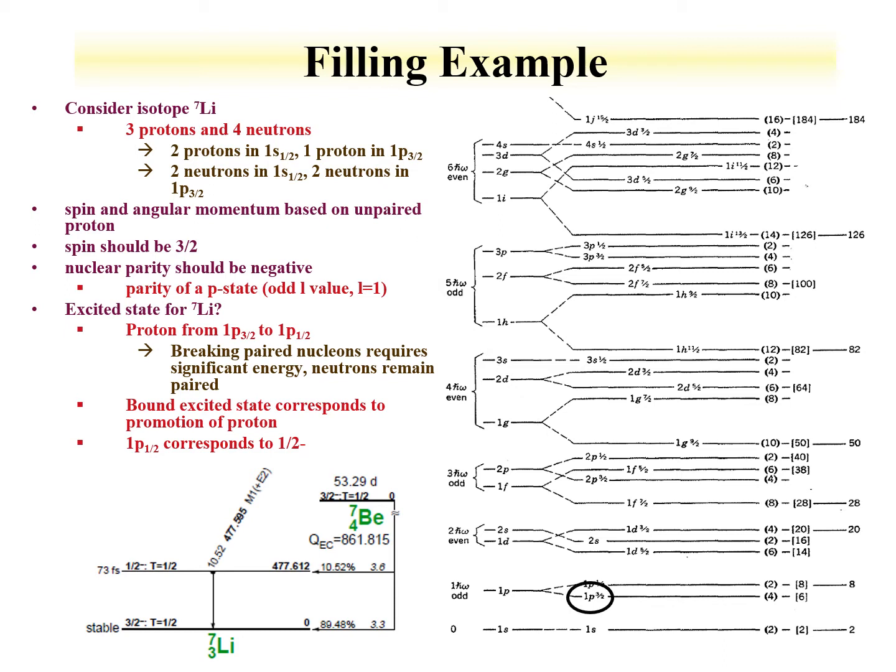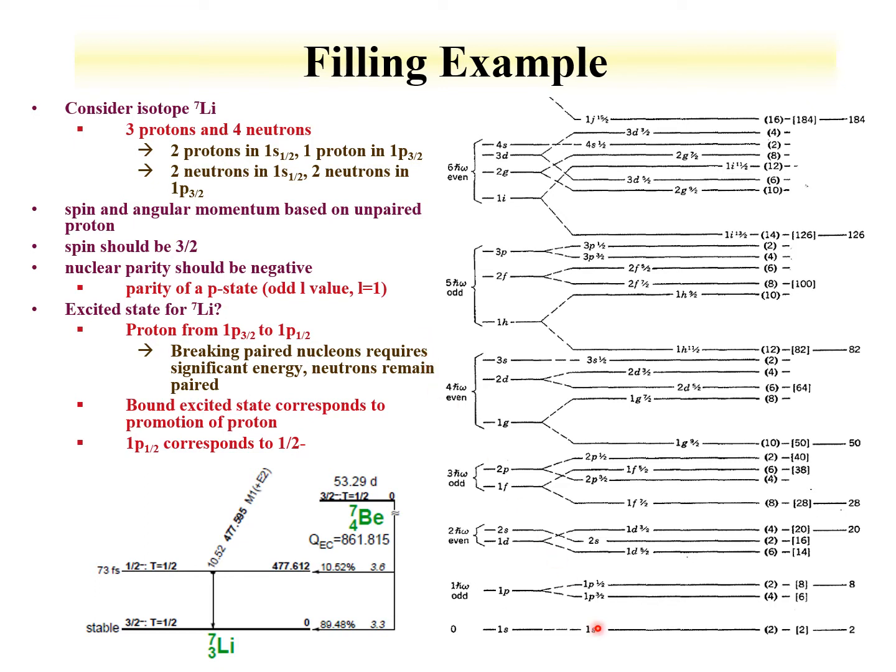We see here, this is the state that it occupies, and the 1p 3/2 correlates to 3/2 minus ground state. The excited state, shown here of lithium-7, is 1/2 minus. So the question is, if I have an excited state, I can either take the unpaired proton and excite it, or split one of the paired neutrons and excite one of those.